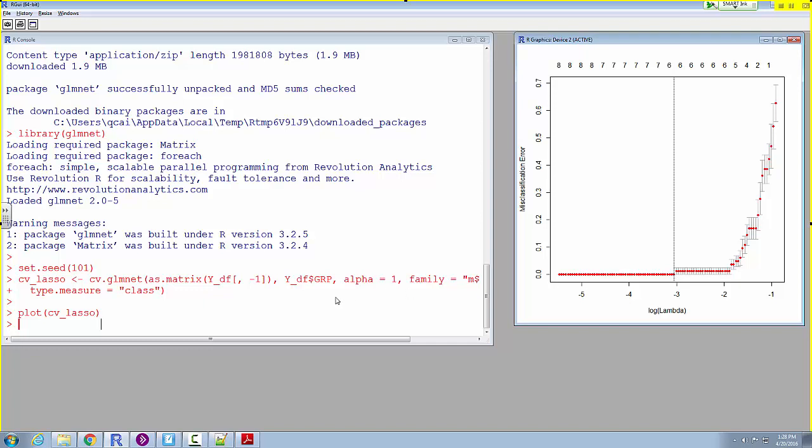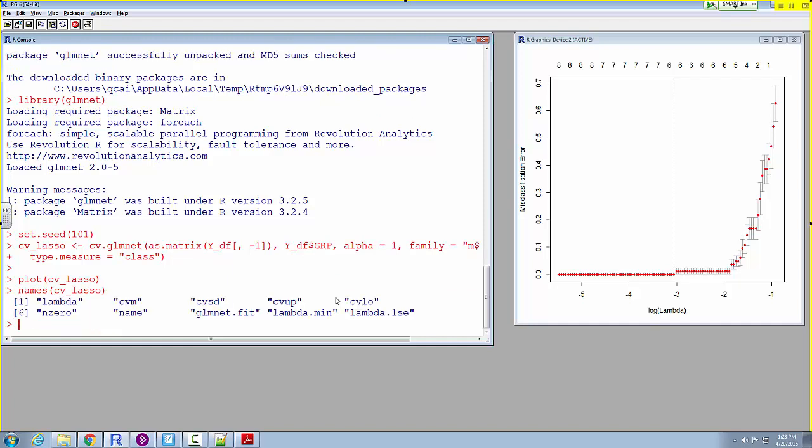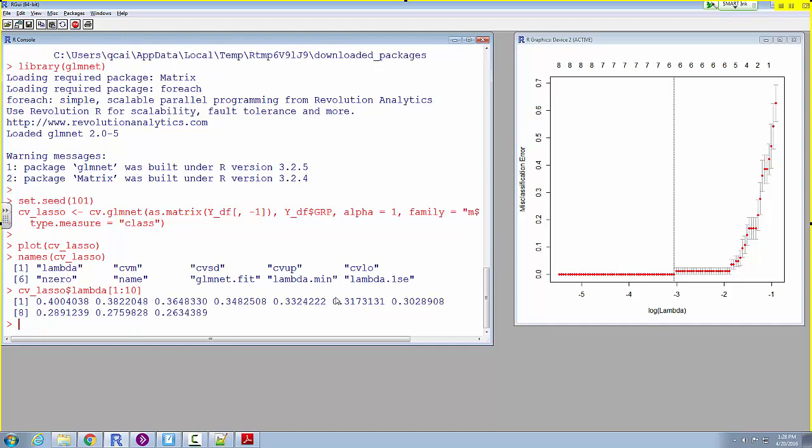So if we look at the names of CV Lasso, the lambda component is the collection of lambdas that it considered. So the software made an intelligent guess at a range of possible values for lambda to consider. How much shrinkage do you want to do? Here's a bunch of possible values. And for each one of those, it went and did cross-validation. Probably 5-fold cross-validation or 10-fold. I'd have to look at the help file.